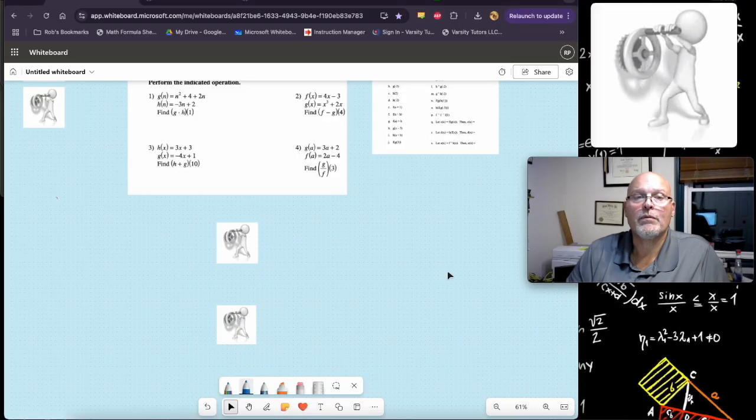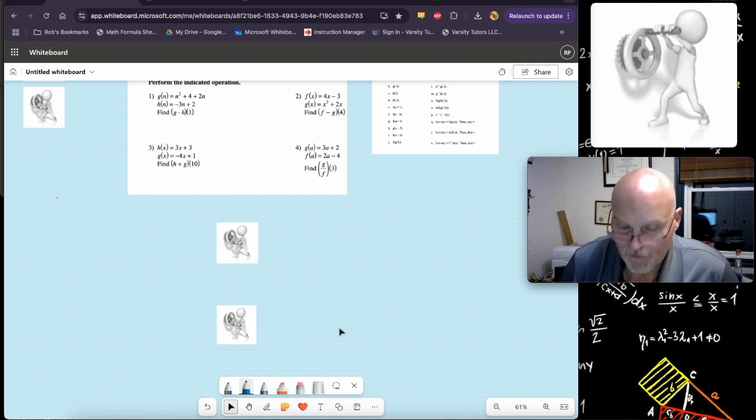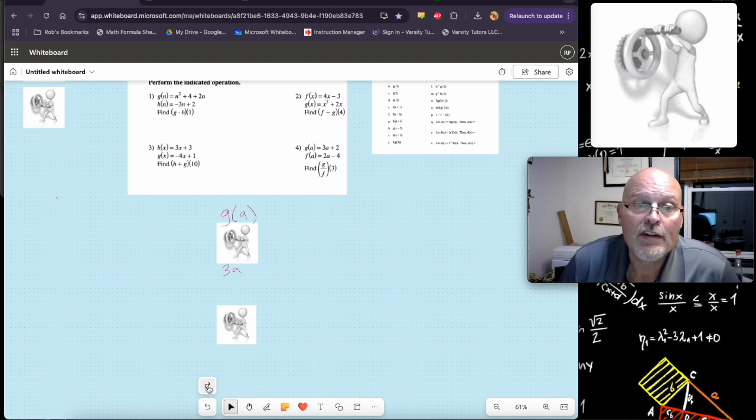All right, the last one we're going to do is number 4, which is a division problem. Let's set up our functions. g of a is 3a plus 2, and f of a is 2a minus 4. Here it matters which is on top and which is on bottom because we need g to be divided by f. So set up my boxes.